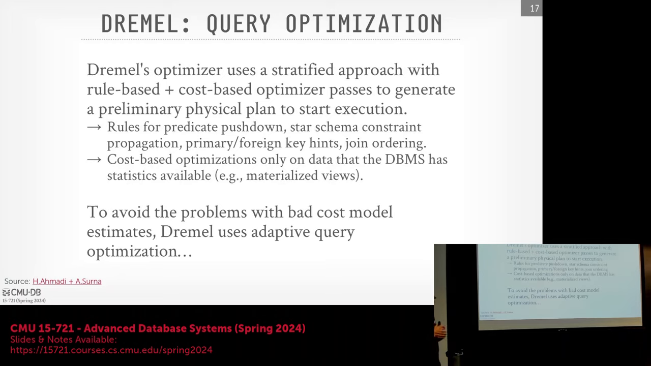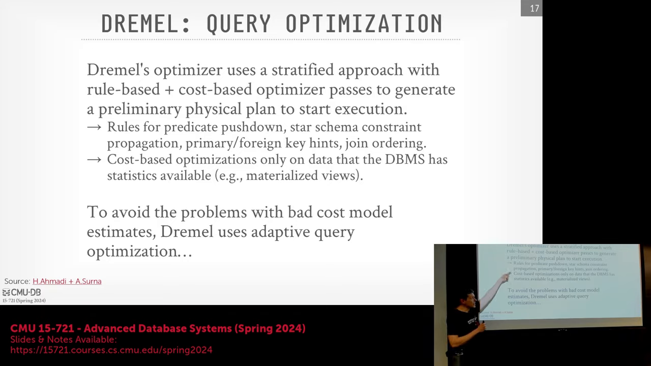So the way Dremel does query optimization is a stratified approach, with a rule-based optimizer and a cost-based optimizer that only does basic analysis on the data it's trying to access, if you actually have some information already about it.